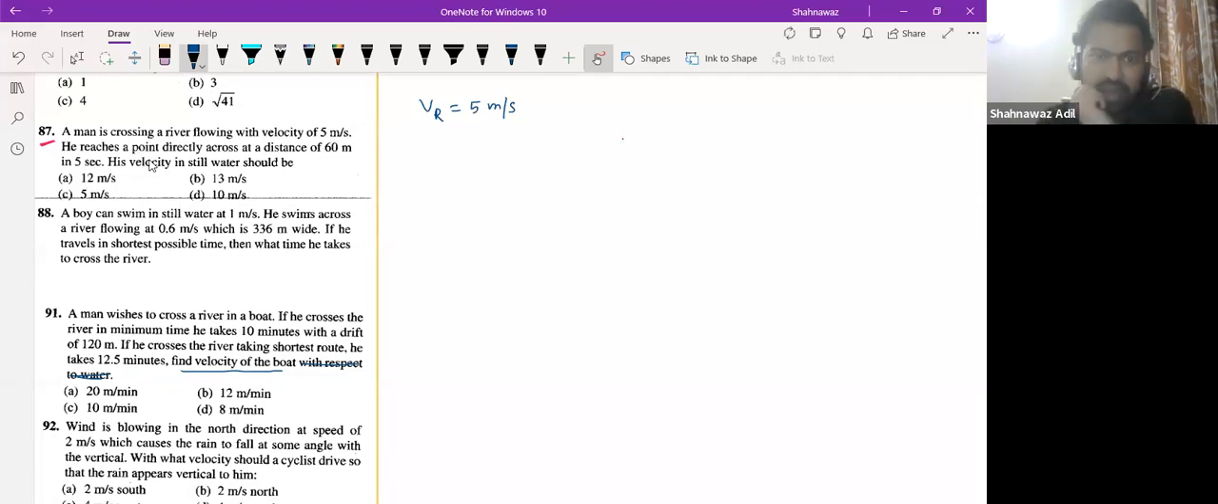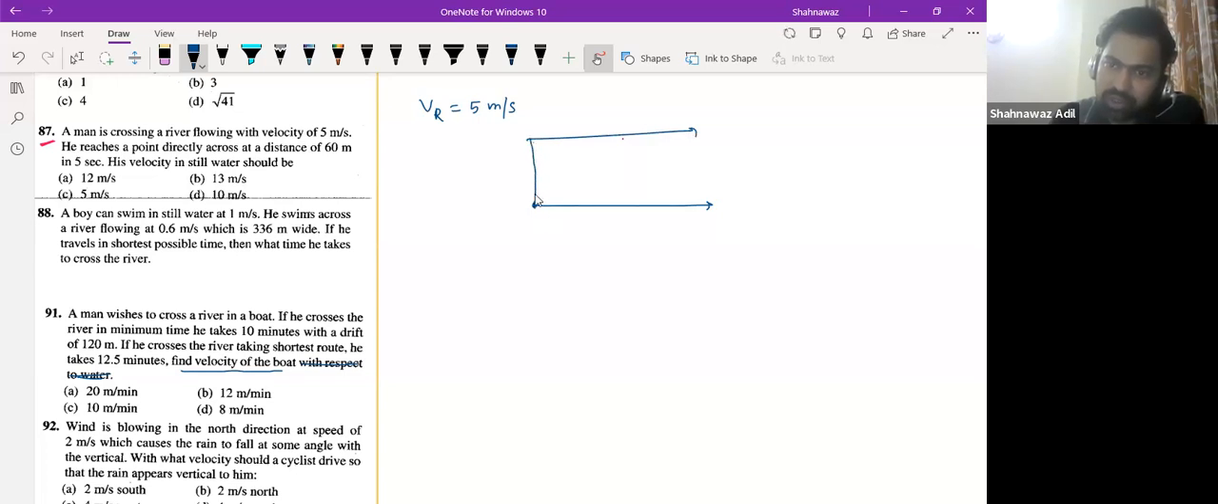He reaches a point directly across at a distance of 60 meter in 5 seconds. So this is the river, and he starts from here and reaches exactly the opposite point. You have to remember in which direction he has to move. This is his resultant velocity, and the velocity of the river is 5 meter per second. So you have to find out what is the velocity of the man in still water.